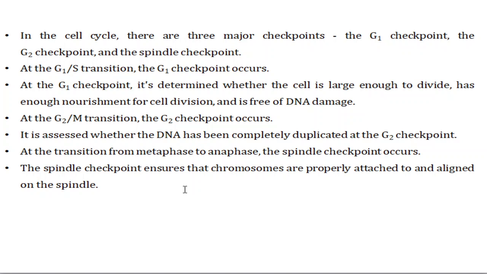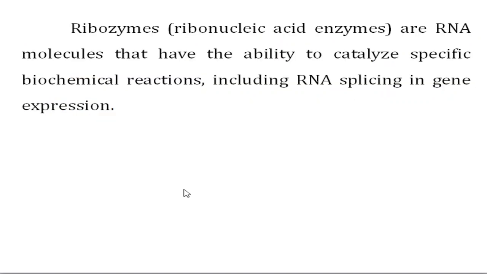The last checkpoint occurs in mitosis, at the transition from metaphase to anaphase, and is called the spindle assembly checkpoint. It ensures that the chromosomes are properly attached and aligned to the spindle. So these are the 3 important checkpoints. I don't know what the exact question is, but after the M phase, the next checkpoint is activated in the G1 phase.